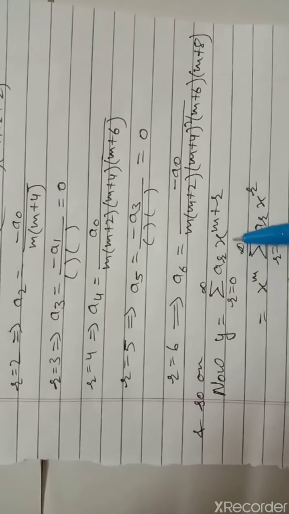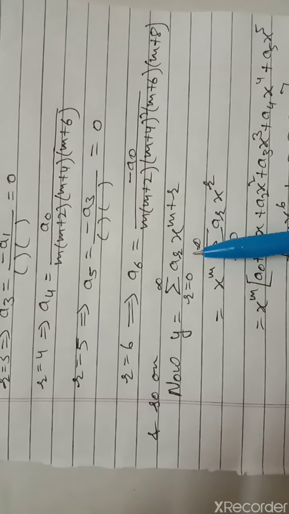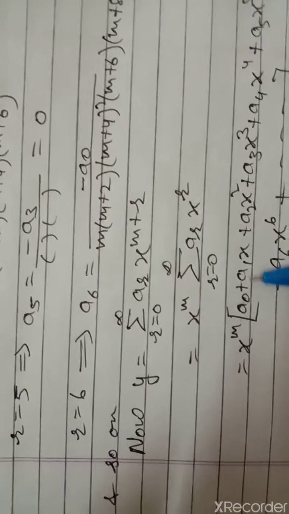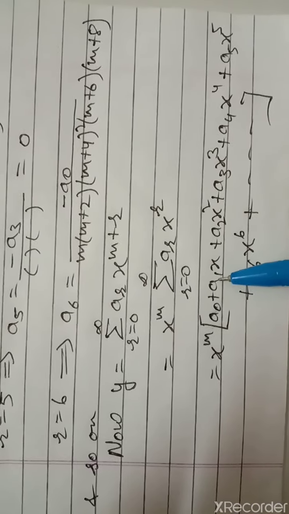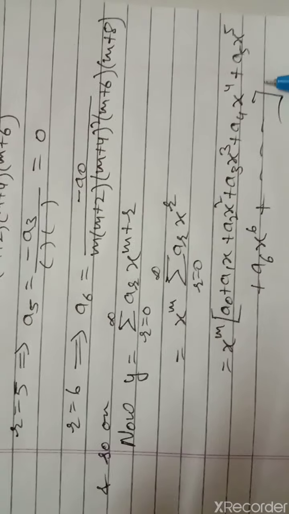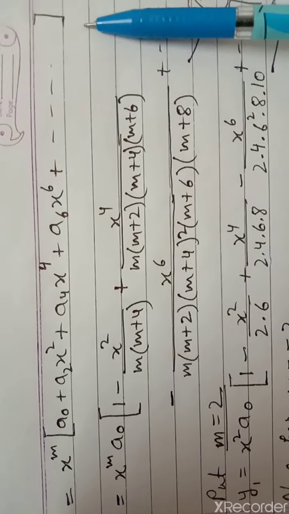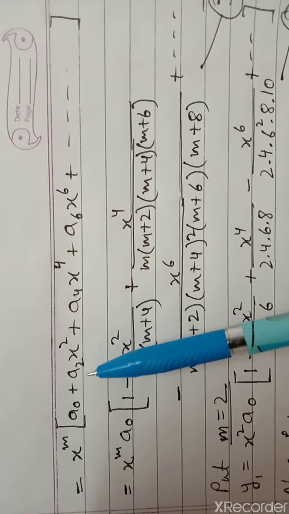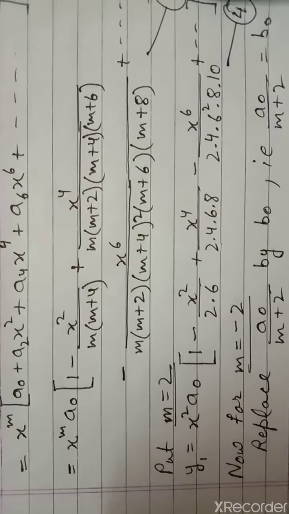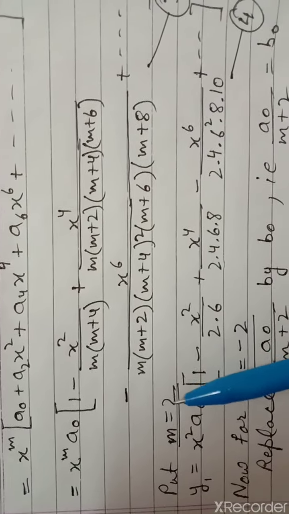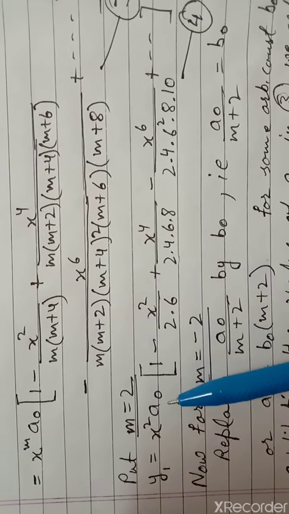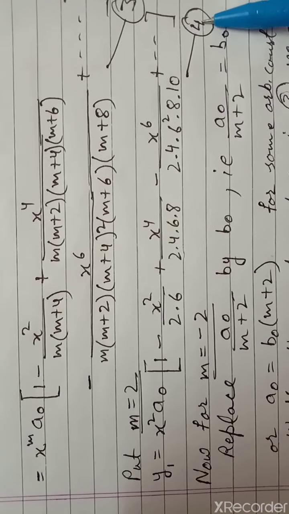We have already assumed this series solution. Here x to the power m can be taken out. Expanding this summation, we have this. Now substituting a1 is 0, a3 is 0, a5 is 0, we get this series. In this series we substitute the values of a2, a4, a6 and so on, and we get equation number 3. Now we have two values of m, plus 2 and minus 2. First we substitute m equal to 2 in equation number 3 and we get equation number 4.